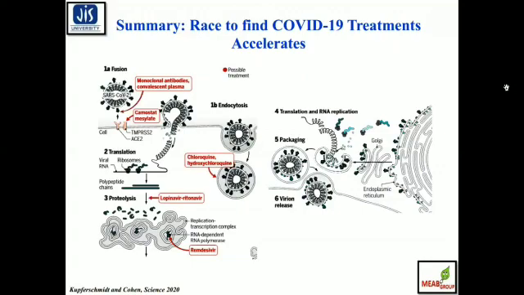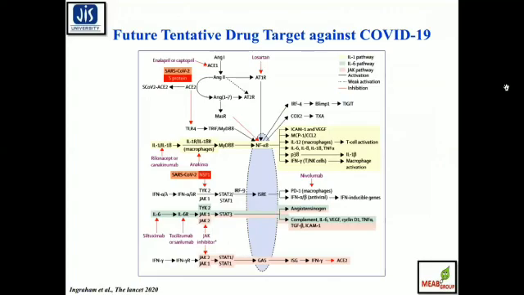In a similar way, remdesivir can also interfere with the RNA-dependent RNA polymerase and finally with the replication and transcription complex formation in SARS-CoV-2. Chloroquine and hydroxychloroquine, as we discussed in the previous slide, interfere with and inhibit the endocytosis process. So these are the possible treatments of different conventional drugs that can also be repurposed against COVID-19. So these are the future tentative drug targets against COVID-19.